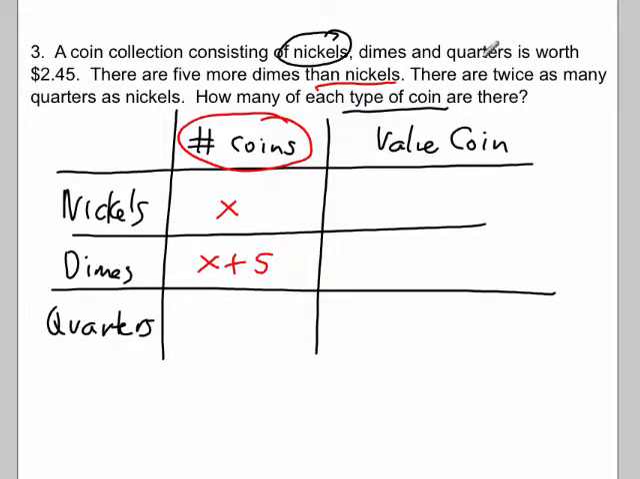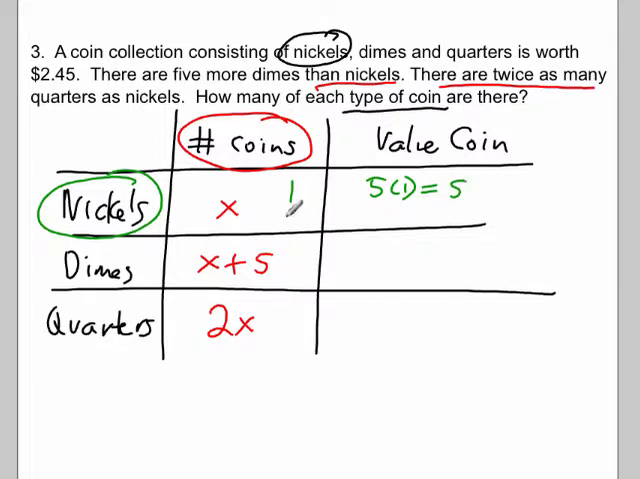Okay? And then it says there are twice as many quarters as nickels. So now we're comparing quarters to nickels. If the nickels was x, the quarters is double that, so that would be 2x. All right? Now, what we're going to need to do as well is convert the number of coins over to the value that they have. For example, 1 nickel is 5 times 1, 5 cents. 2 nickels is 5 times 2, 10 cents. That's its value.